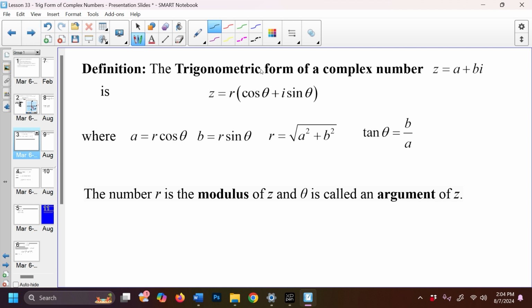Second definition, the trigonometric form of complex numbers. If z is equal to the complex number a plus bi, then the trigonometric form is z equals r times the quantity cosine theta plus i times sine theta, where a is r cosine theta and b is r sine theta, and r is the absolute value of z, and the tangent of theta is equal to b over a. The number r is called the modulus, it's also the absolute value, and theta is called the argument of z.